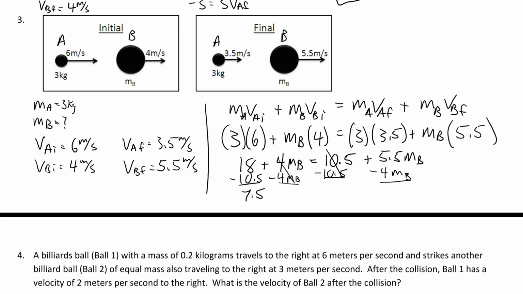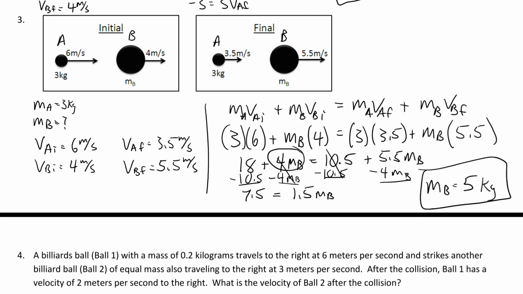Okay, so 7.5 is what we're left with on this side of the equation, right? So 7.5 is equal to, that was canceled out, the 10.5, so you have 4.5 times mb. 5.5 minus 4 is going to be 1.5 mb, and now you just have to divide by 1.5, so the mass of B is going to be equal to 5 kilograms. Okay, pretty good. So the trick for this one again was you had to combine like terms to solve for mb, the mass of B, and there you go.